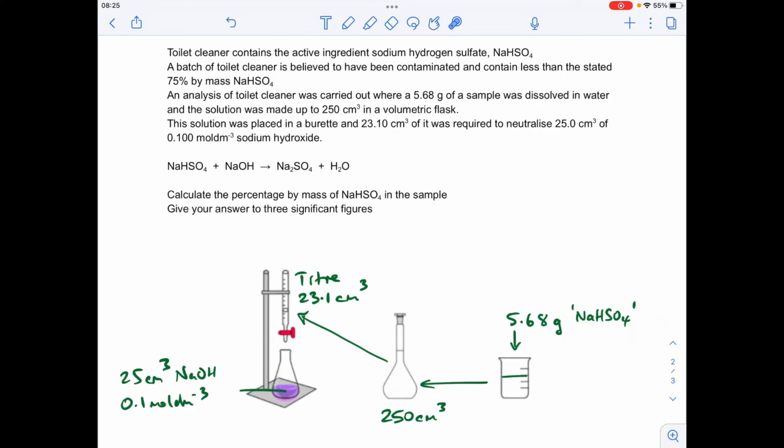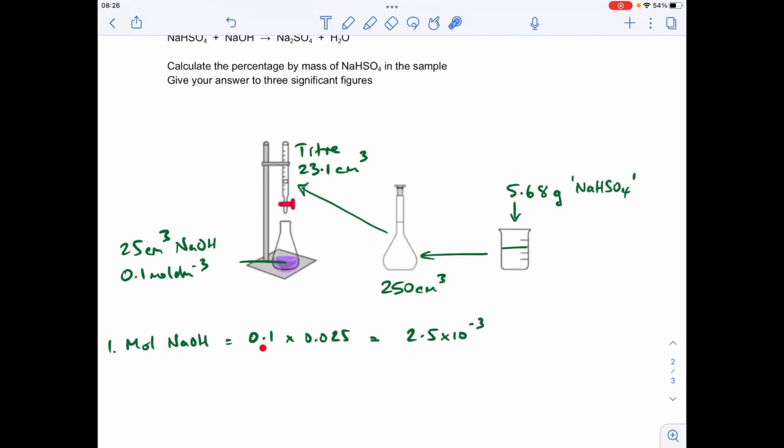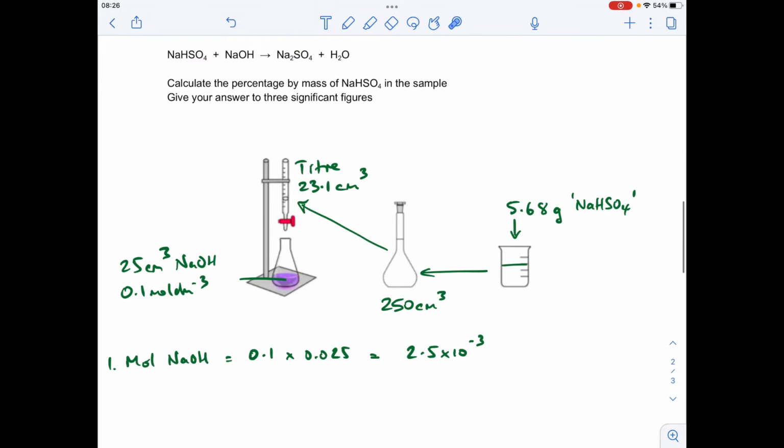Okay, so the first thing I'm going to do is work out the moles of sodium hydroxide used in the titration because we know the concentration and the volume. So concentration 0.1 moles per decimeter cubed, volume 25 cm cubed, but it has to be in dm cubed. So we've got that many moles of sodium hydroxide. The moles of sodium hydrogen sulfate, therefore, that's in this 23.1 cm cubed titre, it's going to be the same because there's the mole ratio there, 1 to 1.